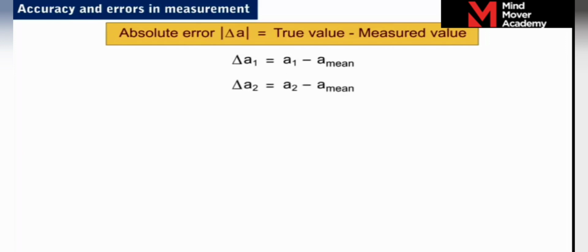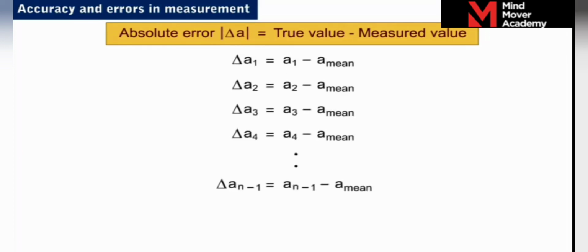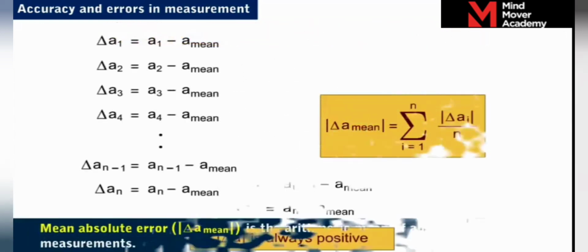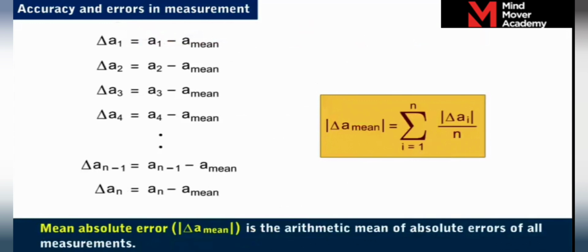ΔA2 is equal to A2 minus A mean and so on till ΔAn is equal to An minus A mean. Individual error ΔA may be positive or negative. However, absolute error |ΔA| is always positive. Mean absolute error is the arithmetic mean of absolute errors of all measurements.